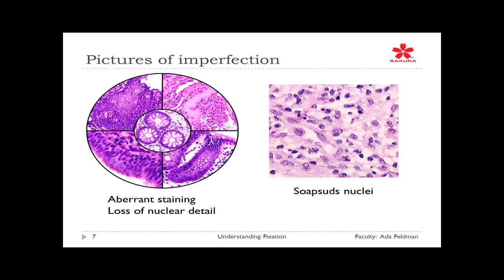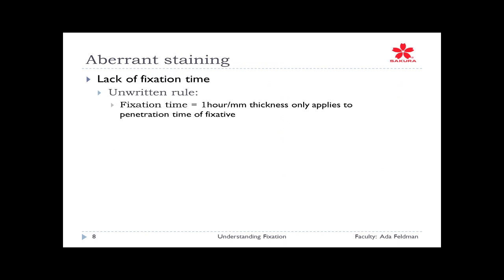All of this was because we did not provide enough proper fixation, so the base of the pyramid that I showed you earlier is weak, and everything that comes on top of it, the processing, the staining, is going to show up abnormal. So what causes this? All right, we talk about this aberrant staining. Generally, you can almost always take it right back down to the lack of fixation time.